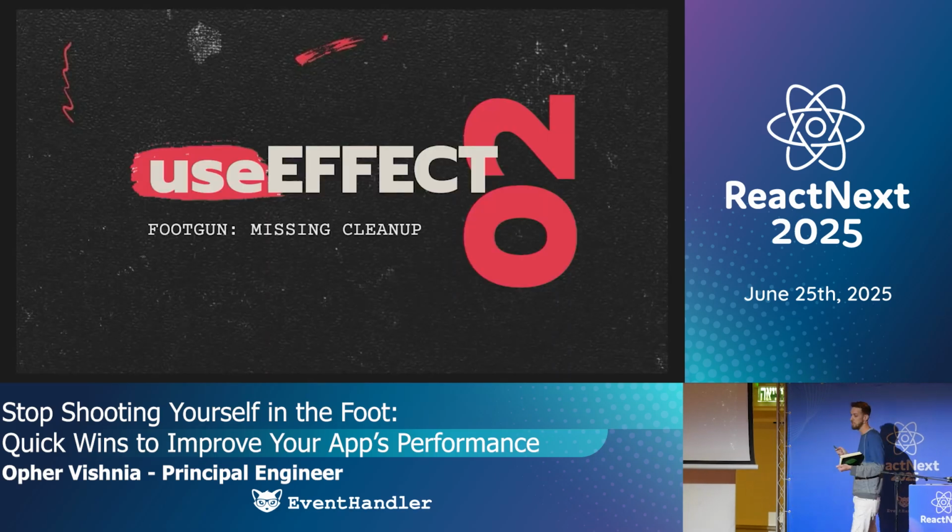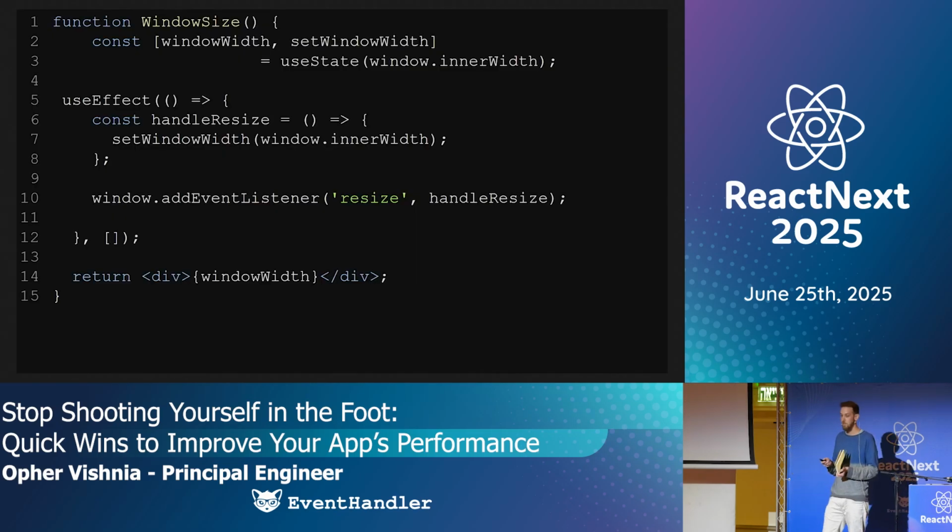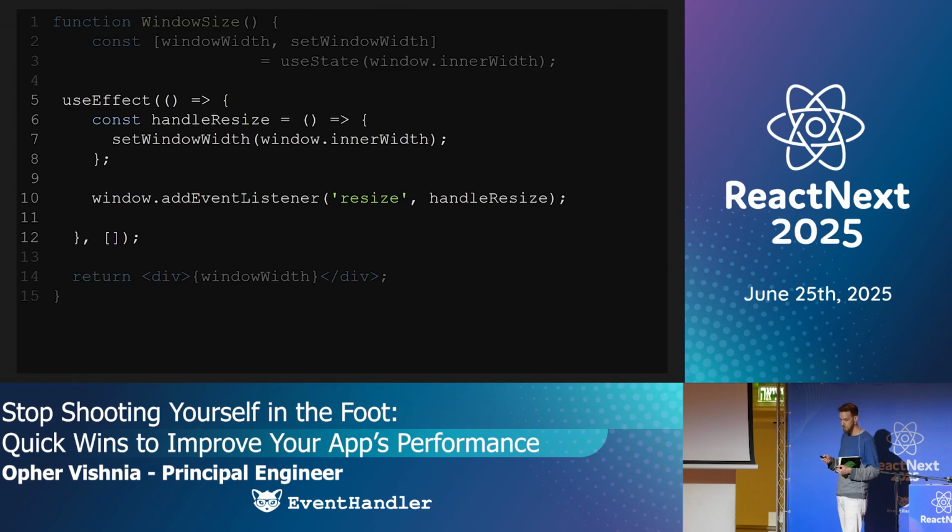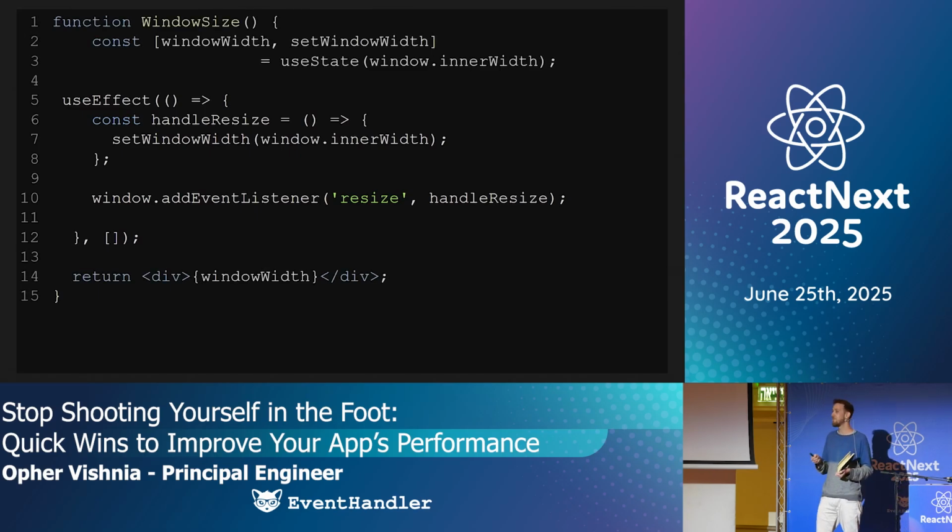Second foot gun is the missing cleanup. Let's take a look at an example. So here's a hook called window size, which on mount adds an event listener to the window, and then when the window size changes, it sets a new state. Here's the thing though, this happens every time the component mounts. So it mounts the first time with a listener, it mounts the second time with a listener. These listeners never get removed, and that is what is missing here.